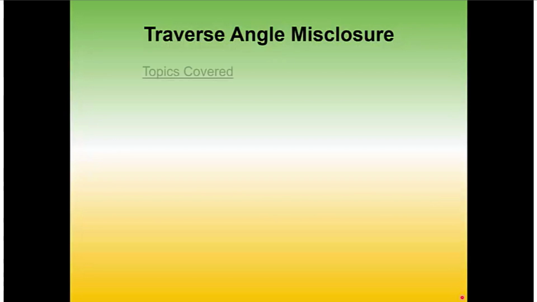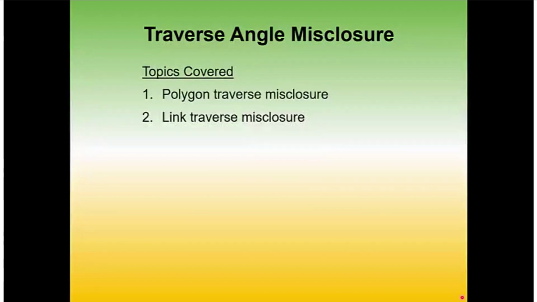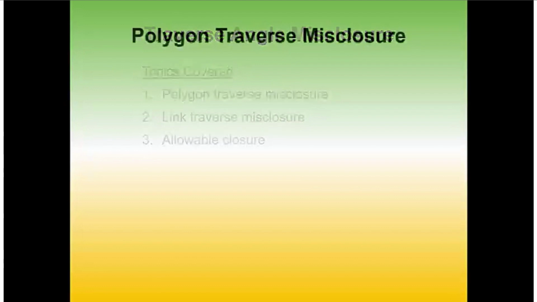Angle misclosure. The topics covered include the polygon traverse misclosure, the link traverse misclosure, and allowable closure for a traverse.